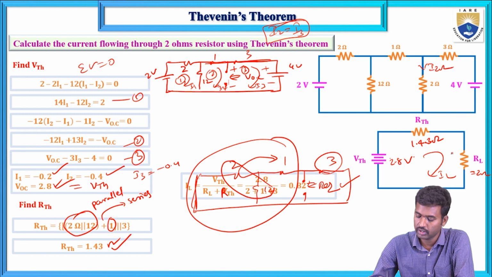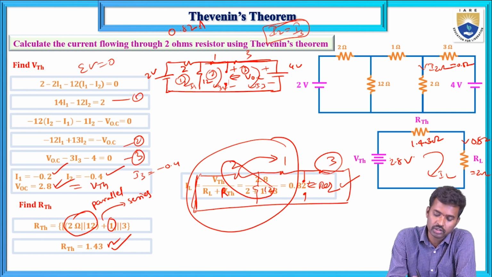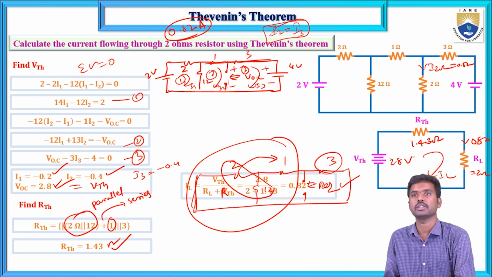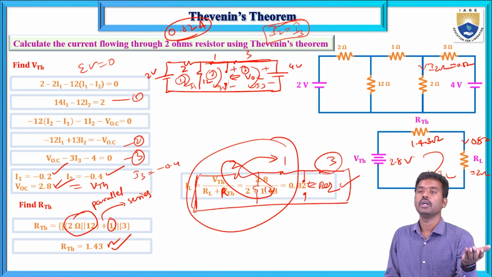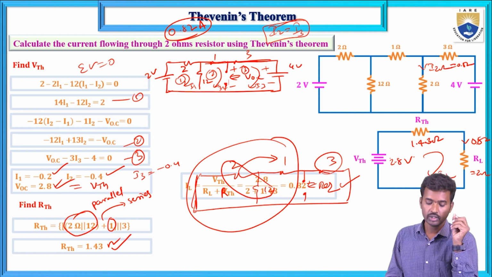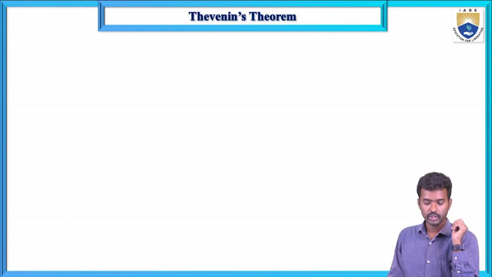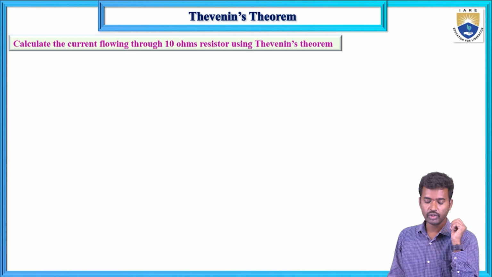So now this current equals 0.82, and the current flowing through the 2 ohms resistor is 0.82 amperes. If you apply KVL, mesh analysis for this circuit with I1, I2 and I3, I1 minus I2 should be equal to 0.82. Next, calculate the current flowing through the 10 ohms resistor using Thevenin's theorem.